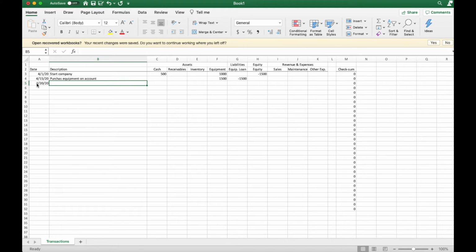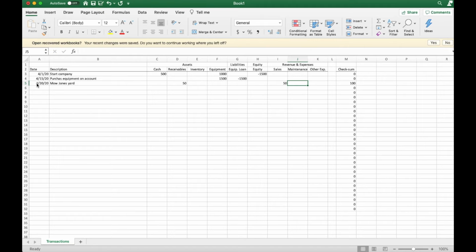We're going to mow the Jones yard. So we've got our first job. We're going to start mowing. We are going to bill them, so it is going to be a receivable for $50, and we're going to record our sales at 50. Now you'll notice I didn't put the negative in, so the checksum is wrong.